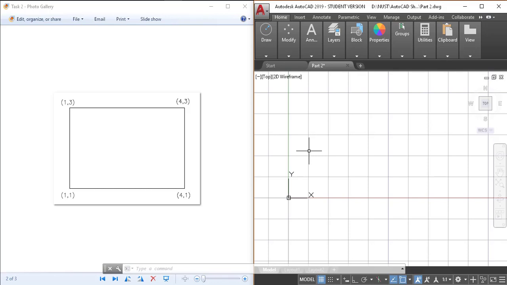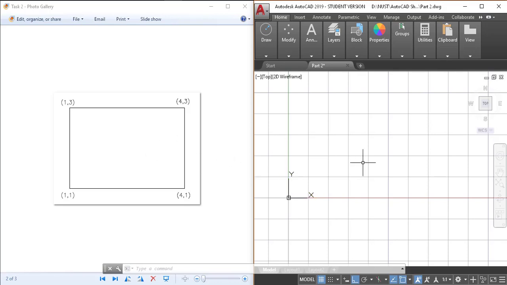So how to invoke the ortho mode? In order to invoke the ortho mode, we just have to click on this button at the bottom, restrict cursor orthogonally. We just have to switch it on by left clicking it. So now the ortho mode is on. It means now we can only draw lines in horizontal or vertical direction. So let's do this example once again.